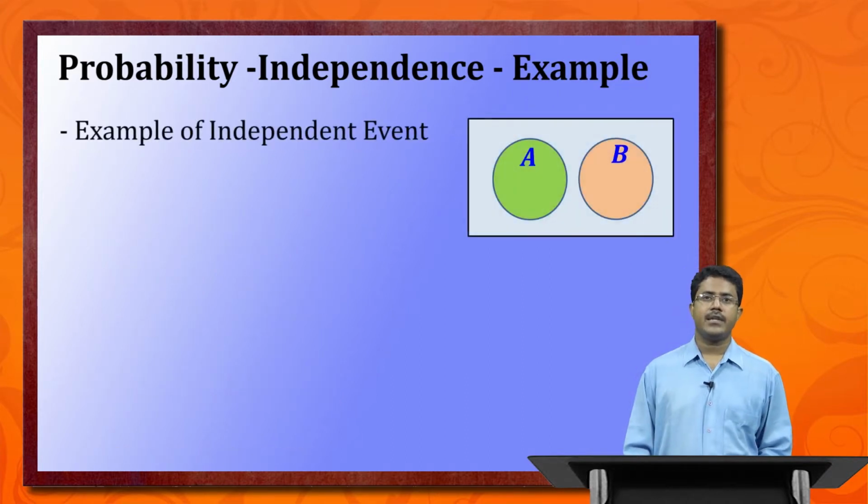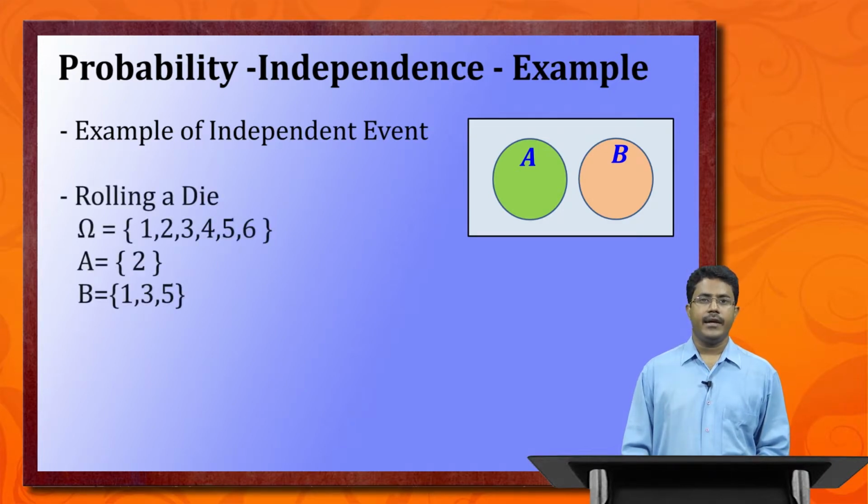We will take another example of independent events, rolling a die. The sample space is 1, 2, 3, 4, 5, 6. We consider two events: event A equals 2, and event B equals 1, 3, 5. That is, we would like to see the odd numbers on a die. Events A and B are separate, with no intersection at all because the elements are different, and we calculate P(A or B).